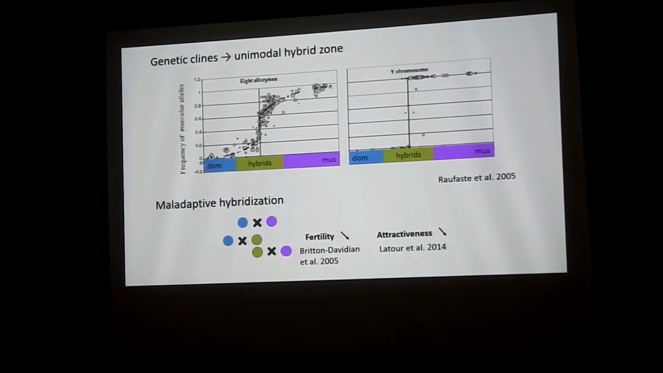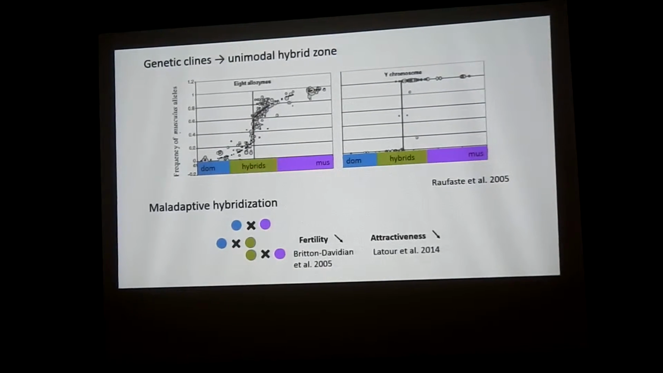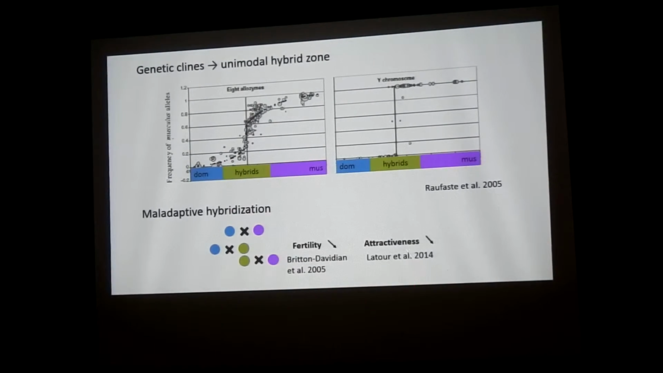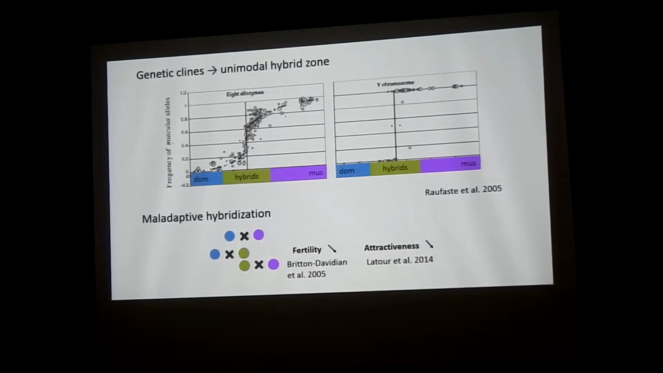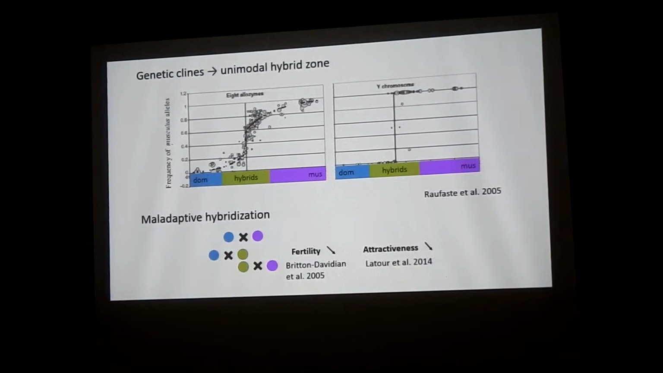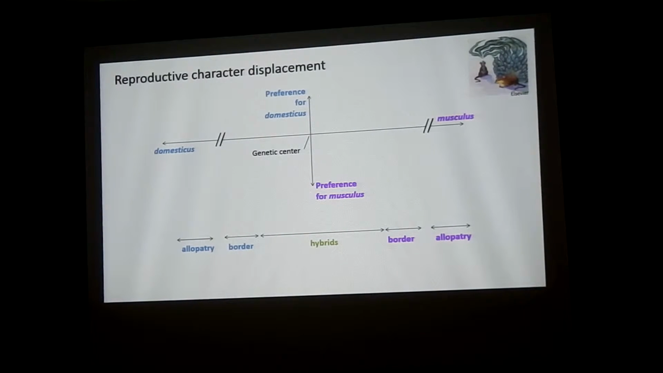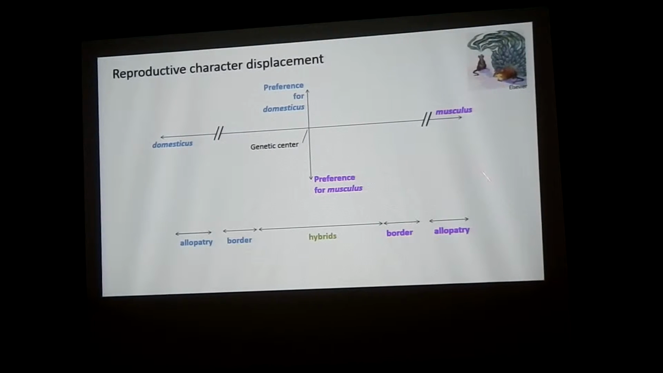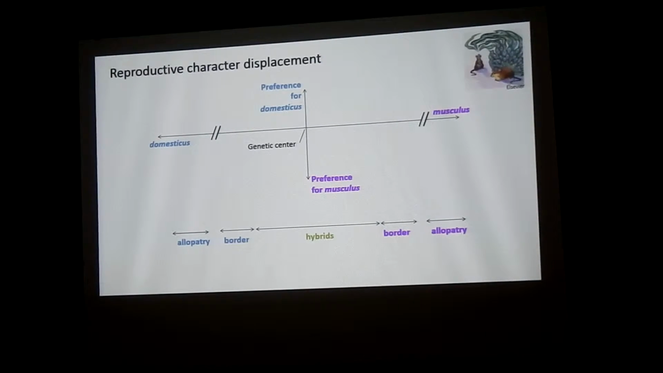We also show that there was selection against hybridization through studies of fertility, showing lower fertility of the hybrids and also lower attractiveness of the hybrids, at least for the parental forms. So this was a good condition to test for reinforcement, and this is what we did. And we compared mate preference in Musculus and in Domesticus, in allopatric populations, and across the hybrid zone, going from the border of the hybrid zone through the zone.